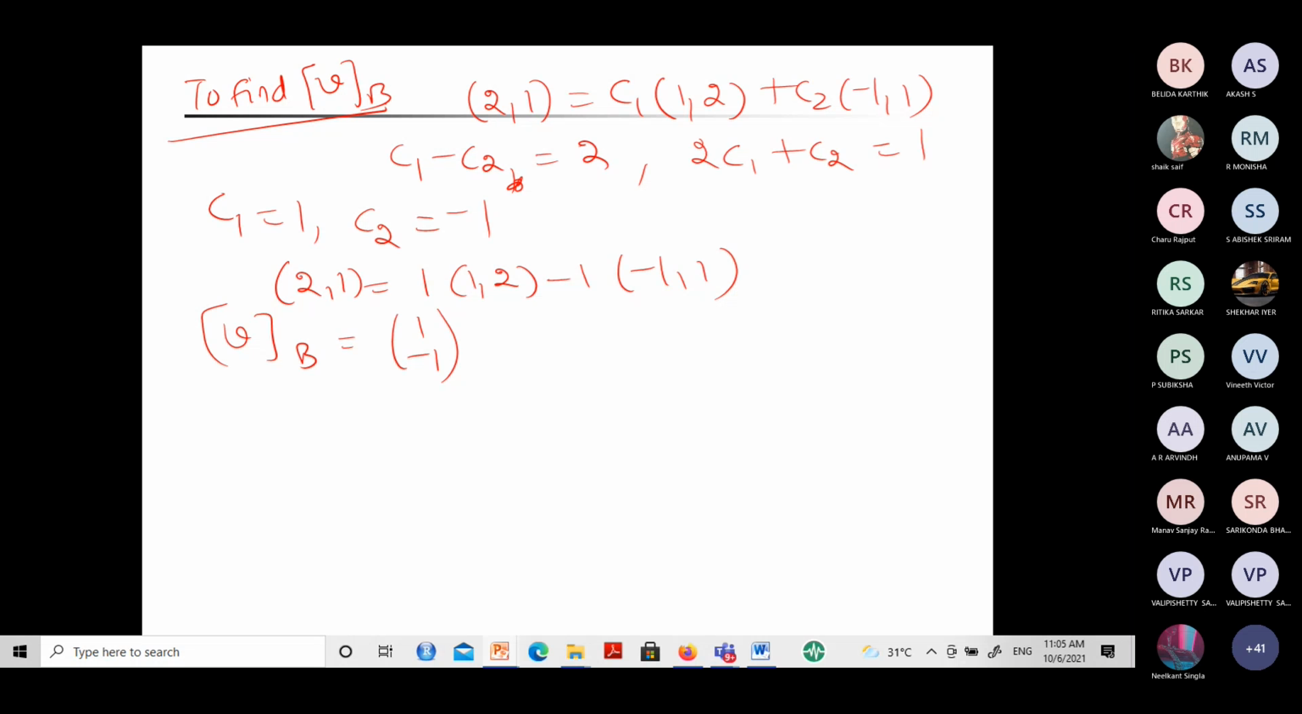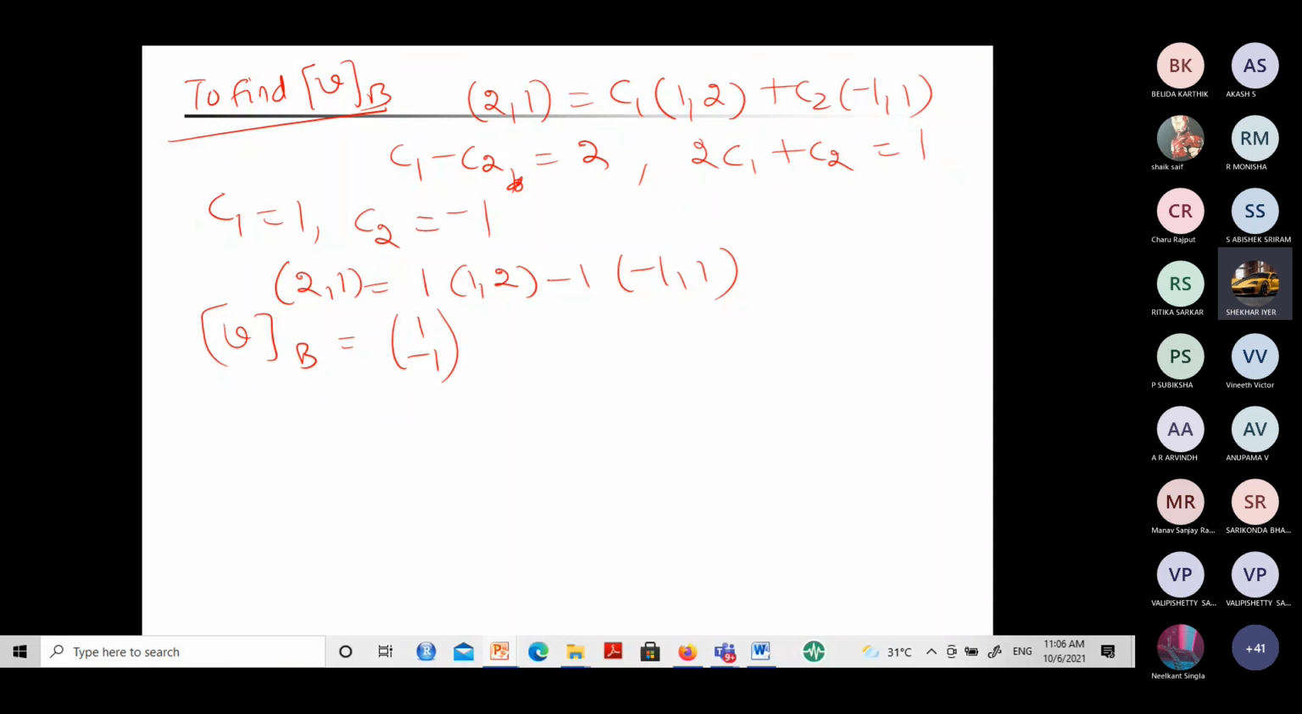First, write V as a linear combination of the basis vectors in B, right? So that's what I'm trying to write. C1 into, I don't know directly, I cannot write. So I'm trying to find what is C1, C2. After finding these coefficients, 1 and minus 1 is called the coordinate vector of V with respect to B. Do you remember this?